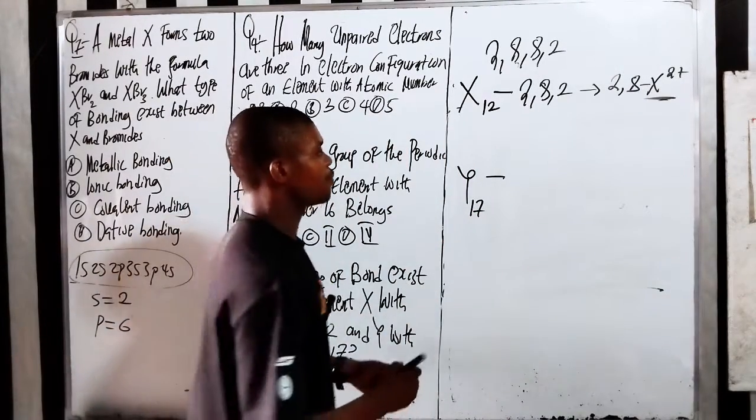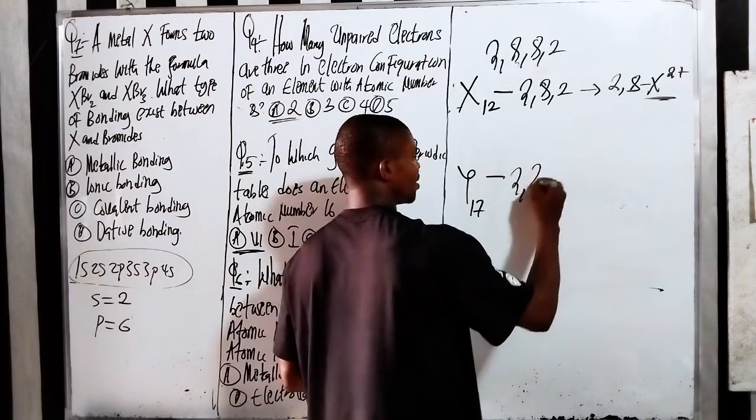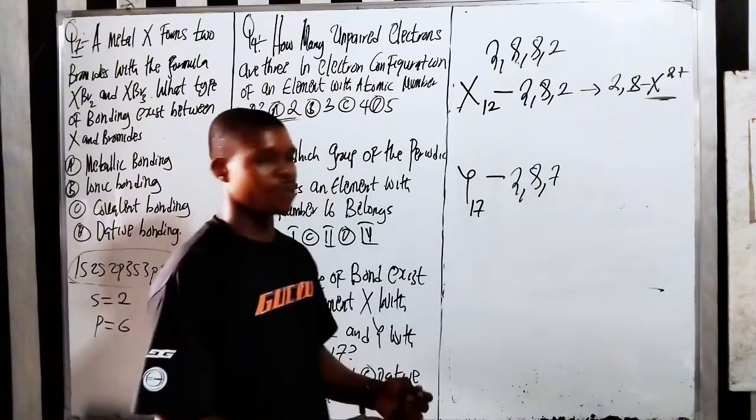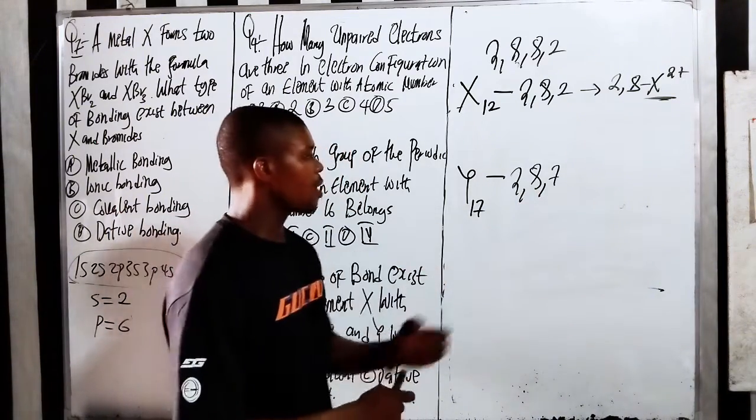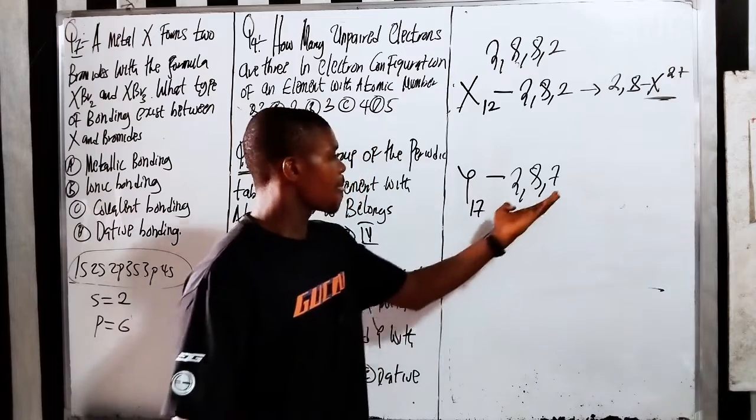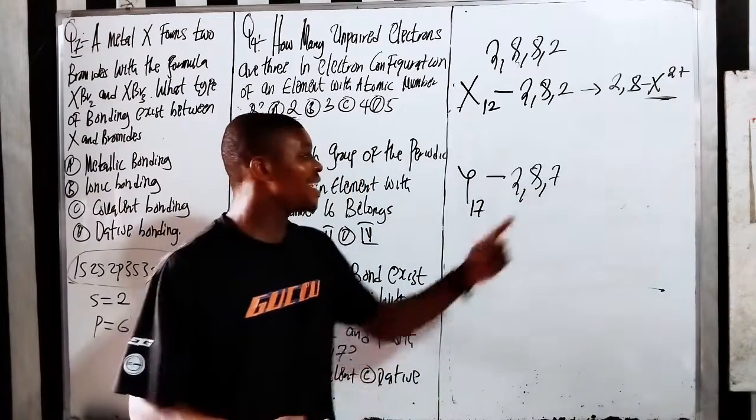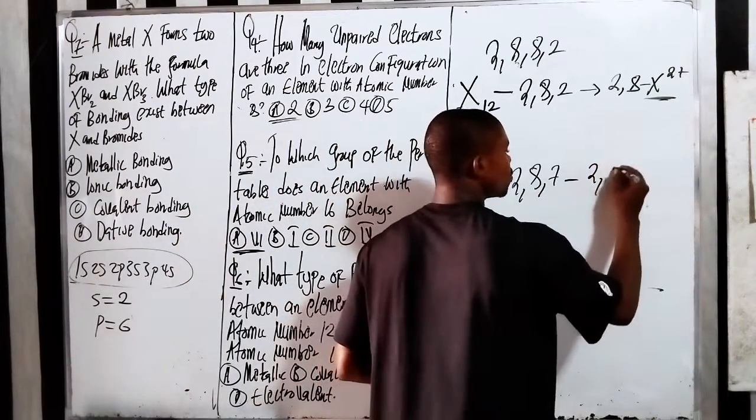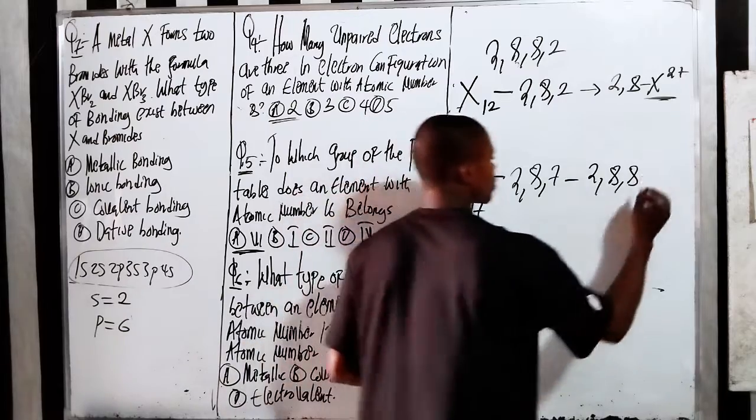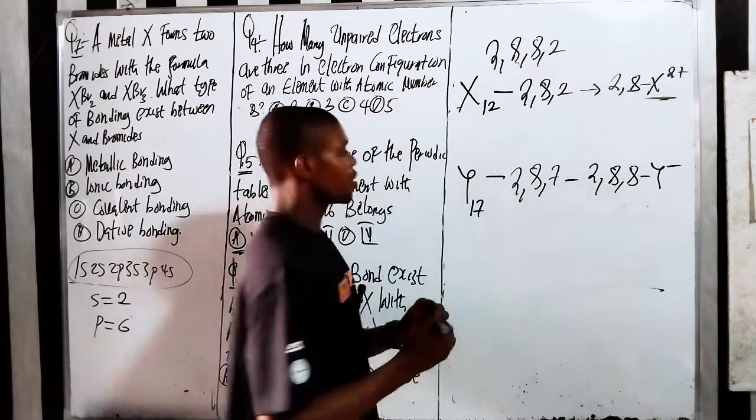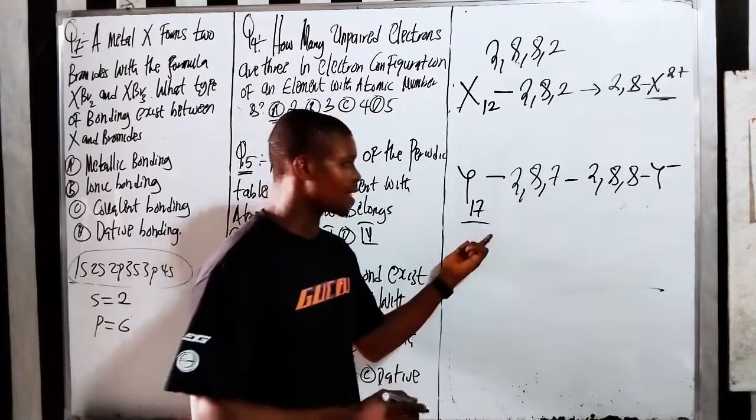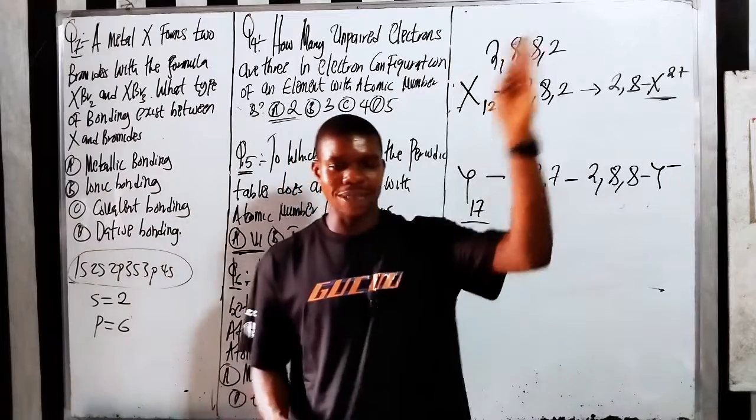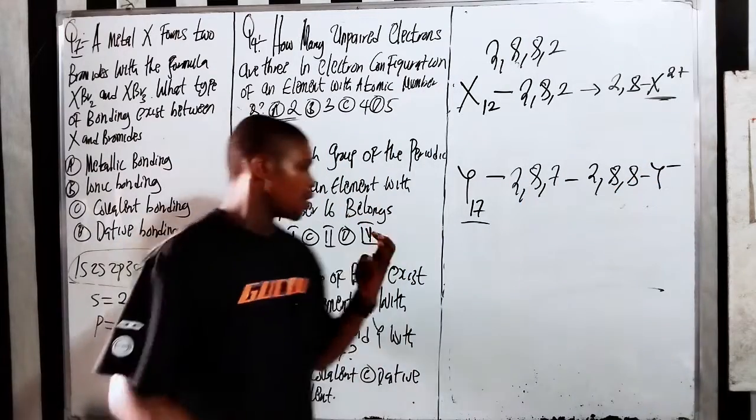Now look at this guy here. Here we have 17. 2, 8, 7. Right? 2 plus 8 is 10, plus 7, which is 17. So for this guy to have the octet, he needs 1 electron. Once he accepts 1 electron, that becomes 2, 8, 8. So it is going to be Y minus. So this guy is a non-metal, because non-metals accept electrons, metals donate electrons.